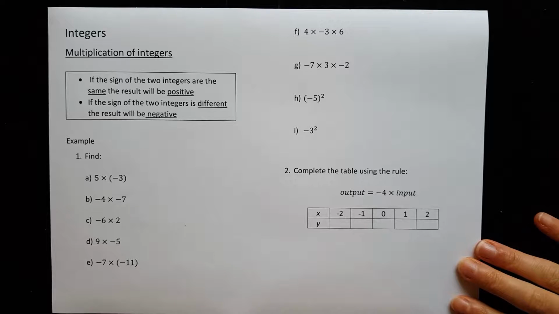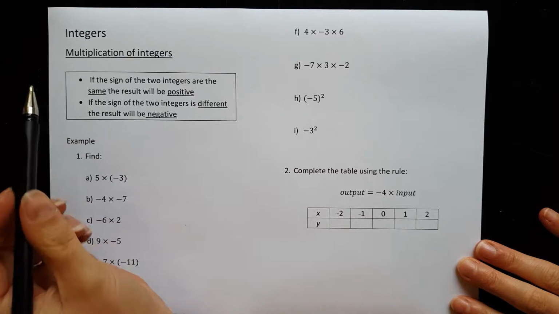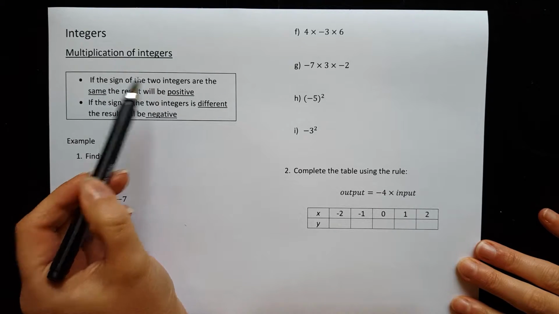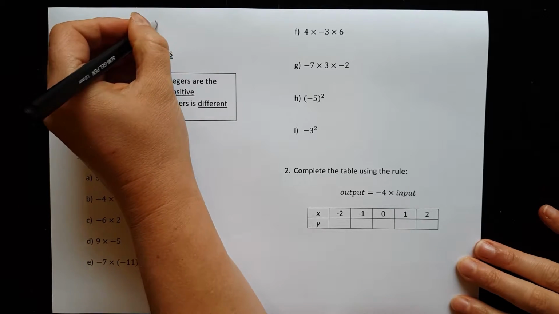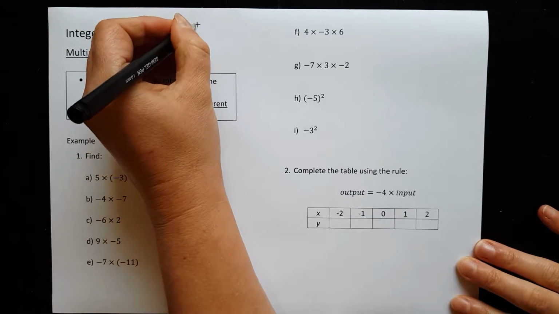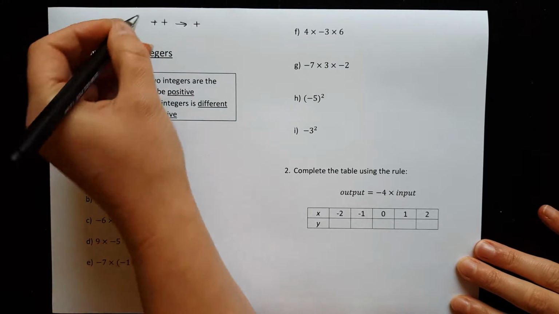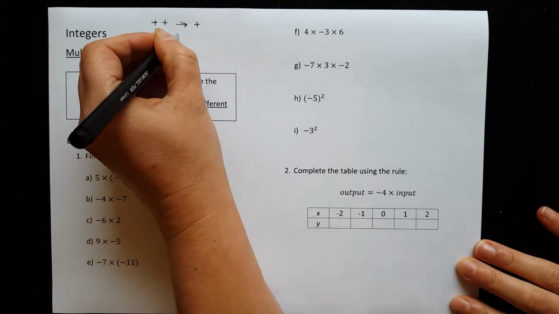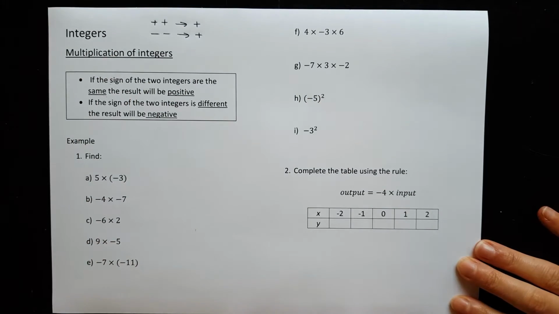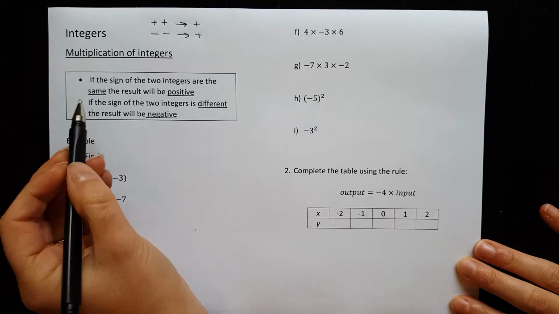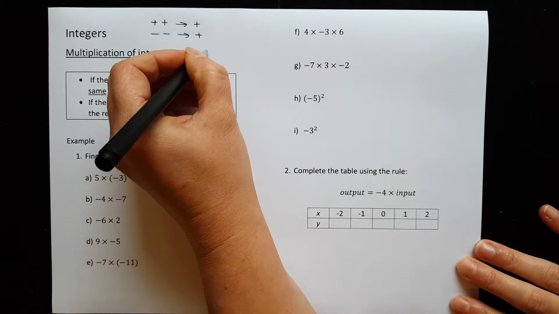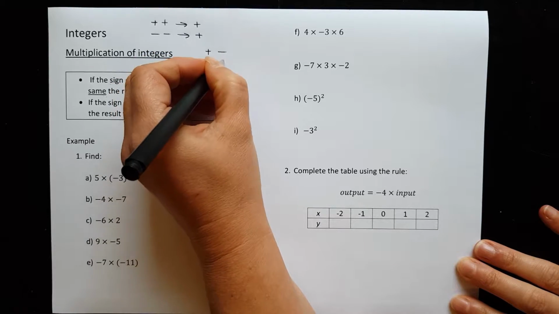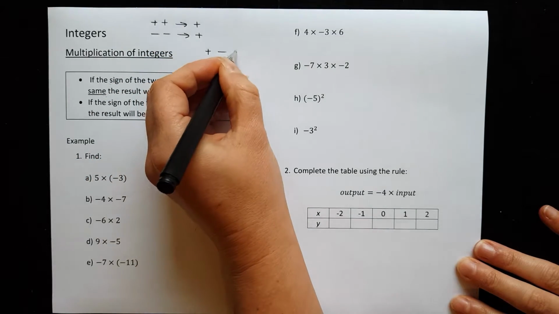Today we're doing integers and we're going to be doing multiplication of integers. So for multiplication, if the sign of the two integers are the same, the result will be positive. So that means if we're multiplying a positive number with a positive number, we're going to get a positive answer. Or if we have a negative number and a negative number, they're going to also multiply to give a positive answer. But if the sign of the two integers is different, like a plus and a minus or a minus then a plus, we will get a negative answer.